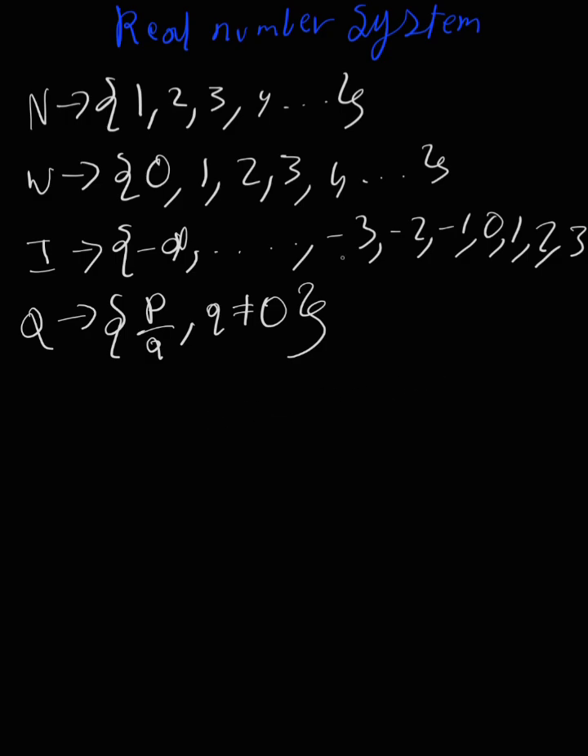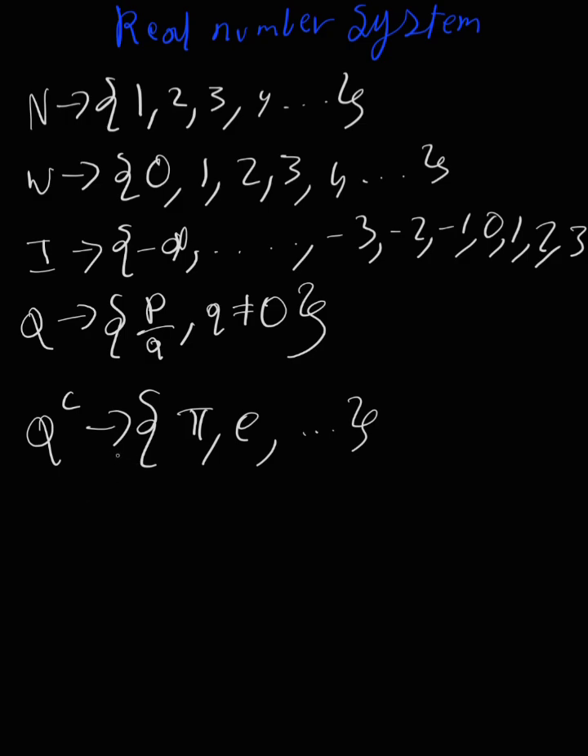Okay, now then there is Q C. This Q C here is irrational numbers. Irrational numbers are those numbers such as pi, e, and so on. Okay, these numbers in nature are non-terminating and non-repeating.